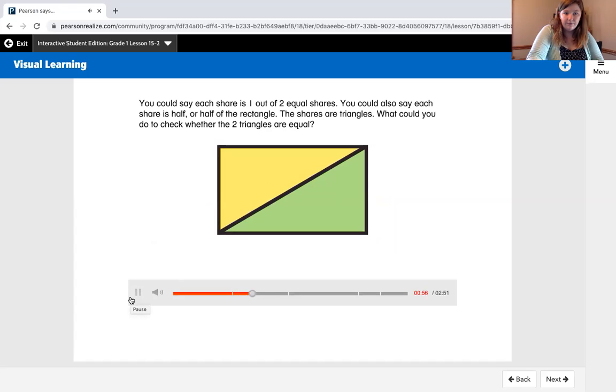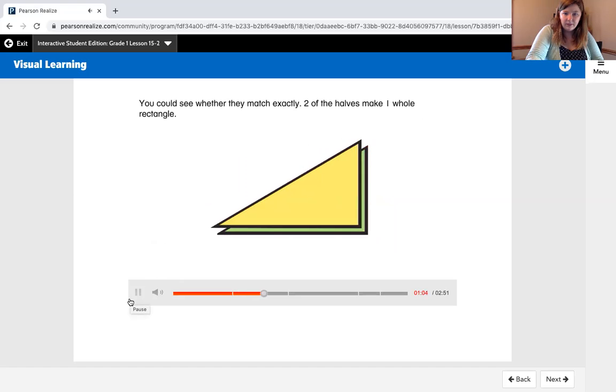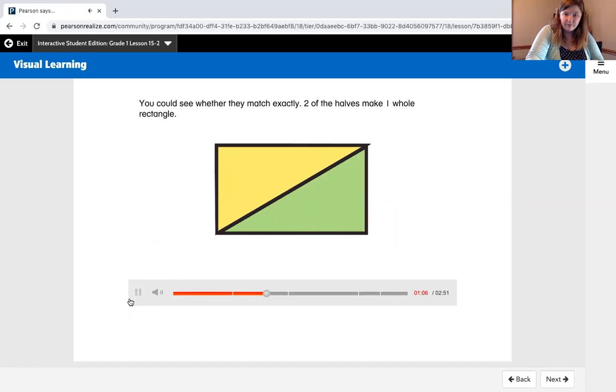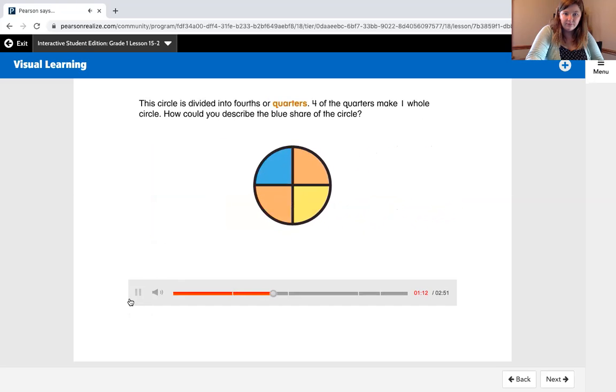The shares are triangles. What could you do to check whether the two triangles are equal? You could see whether they match exactly. Two of the halves make one whole rectangle. This circle is divided into fourths, or quarters. 4 of the quarters make one whole circle.